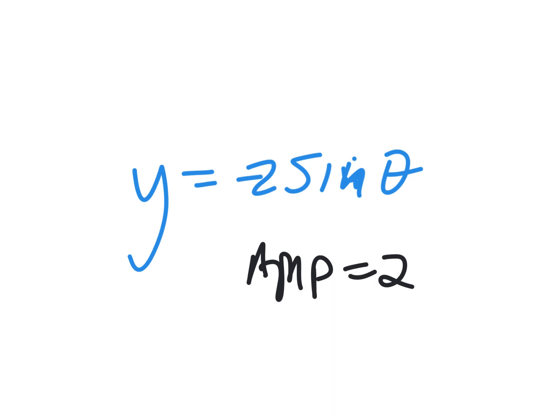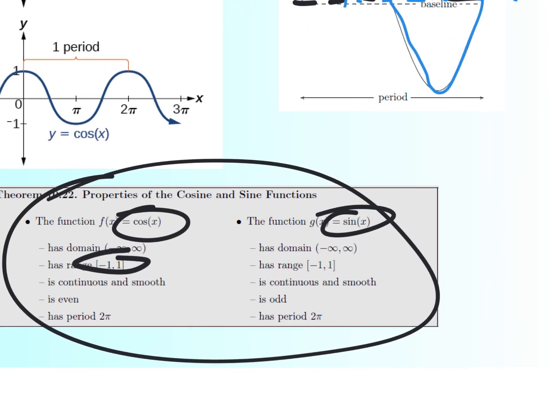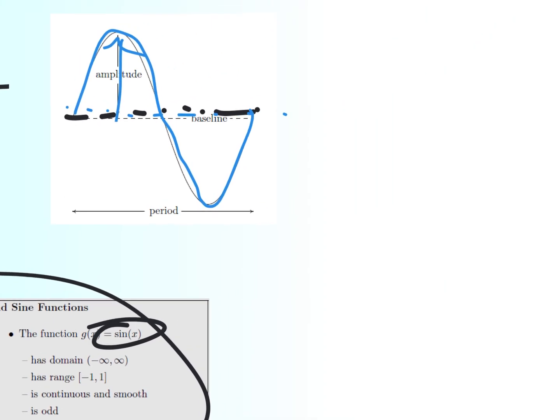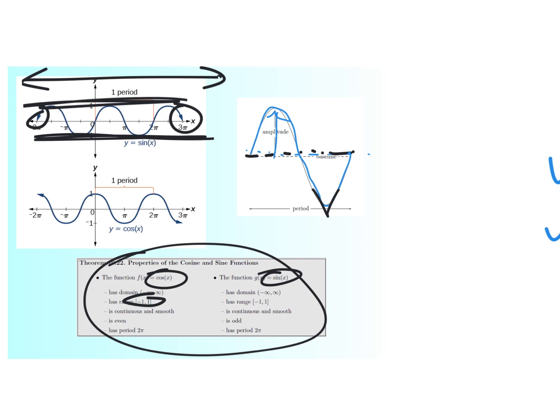All right. Any questions about domain, range? Do you know what continuous means? Do you understand that they're all smooth, meaning there aren't any super sharp points? Okay. All right, moving on.